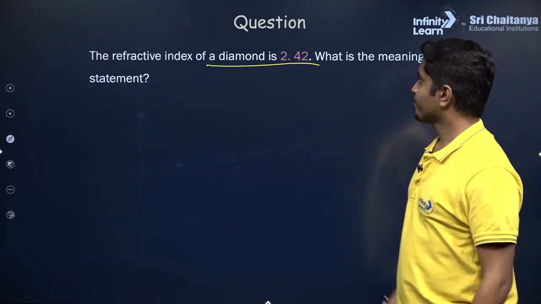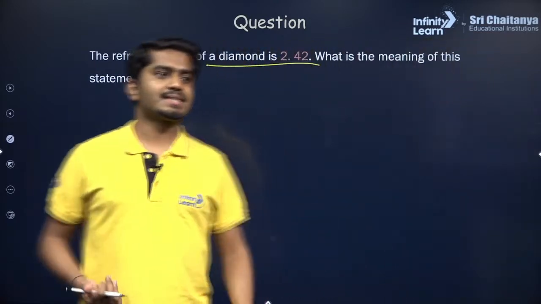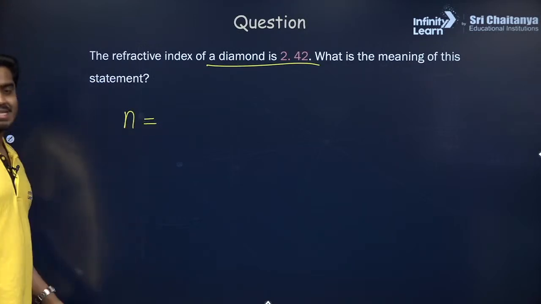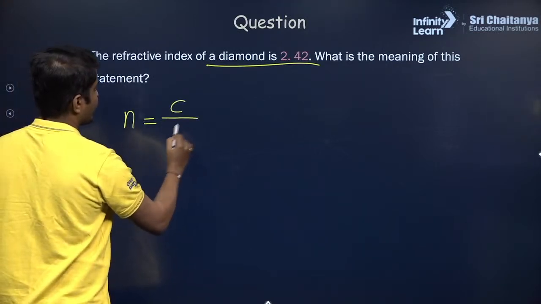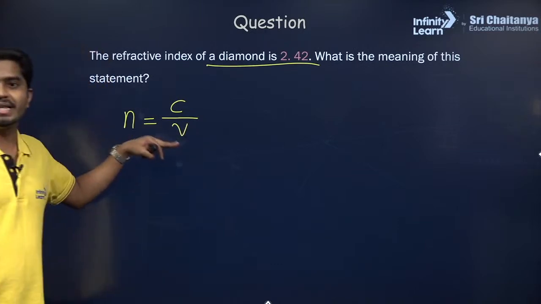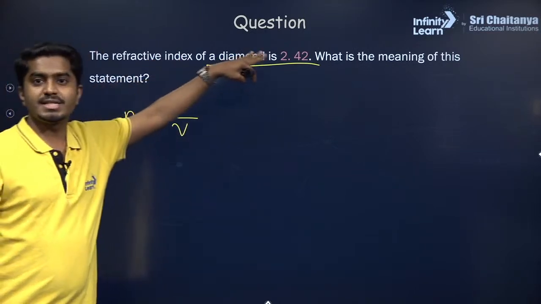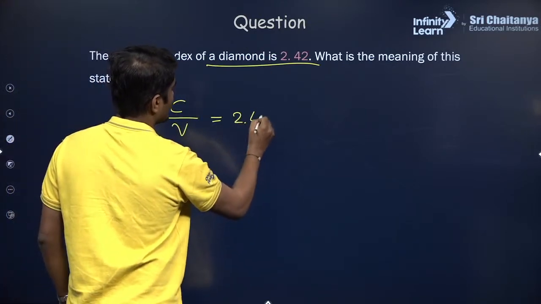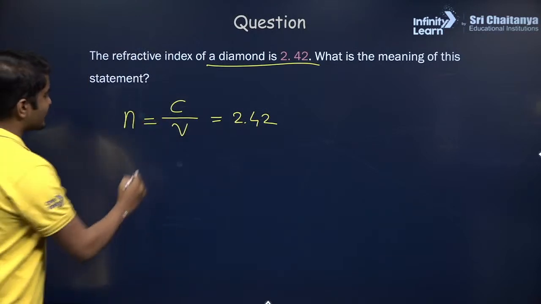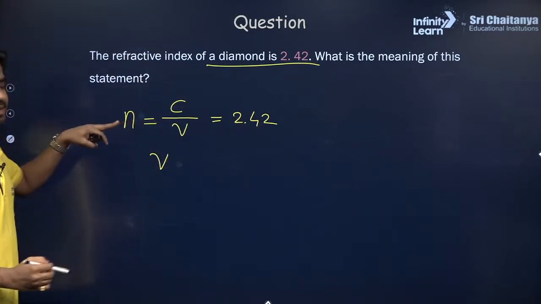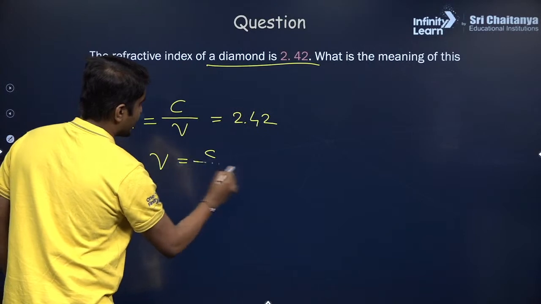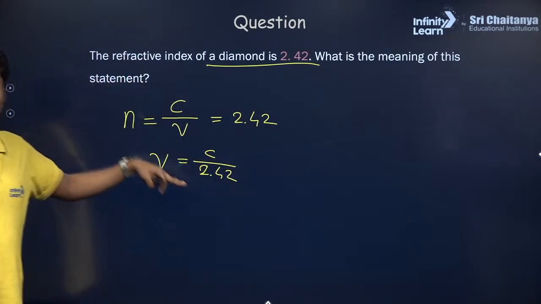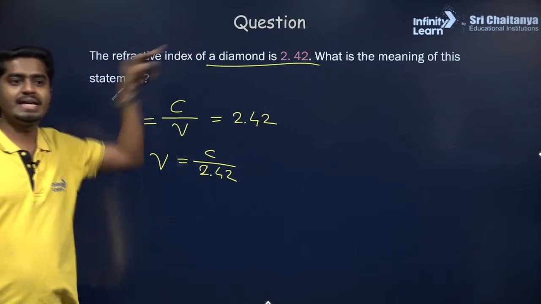Okay. So what is the meaning of refractive index? Refractive index n means speed of light in vacuum divided by speed of light in that particular medium. So if the refractive index is 2.42, that means the speed of light in diamond will be c divided by 2.42. This is the speed of light in the diamond as a medium.